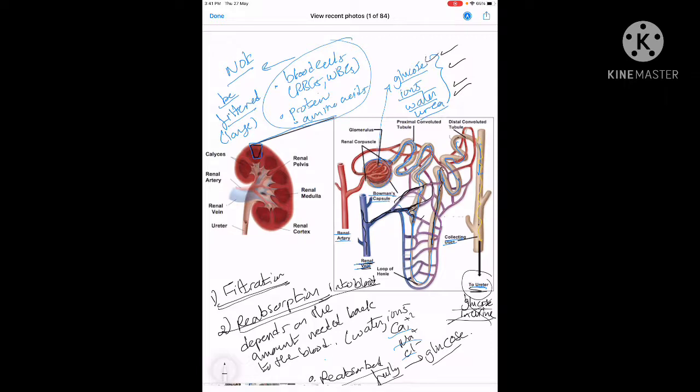Now, I spoke about glucose, ions, and water, but I haven't mentioned urea. Urea has to be fully excreted. Why? It's common sense because urea is very toxic. So urea is fully excreted. That means when I'm saying fully excreted, it simply means that it is not reabsorbed, okay? When I'm saying fully excreted, it is not reabsorbed.